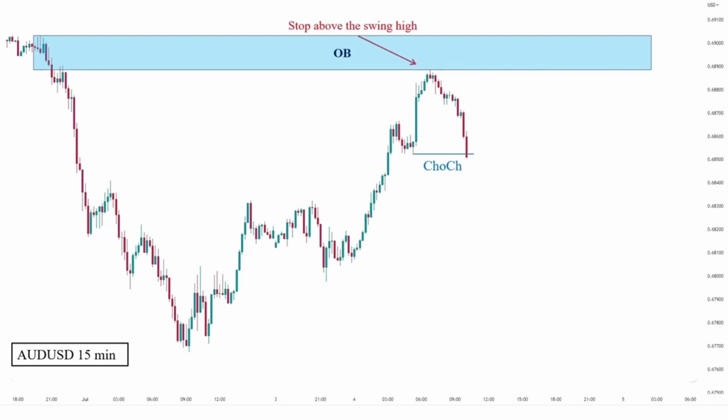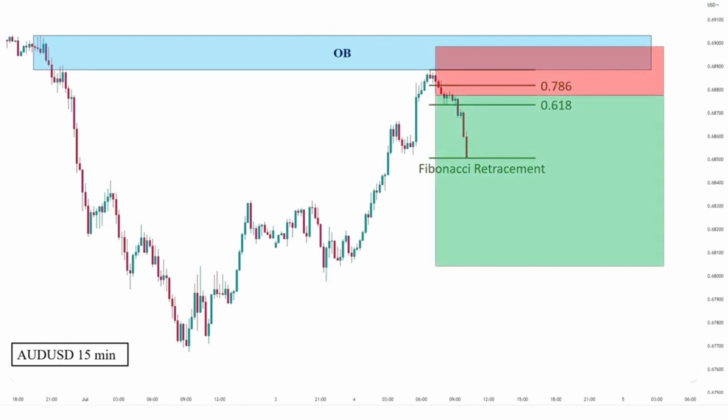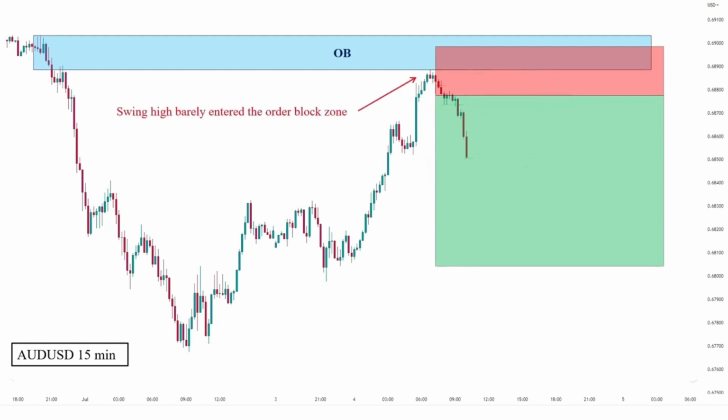We want our stop loss protected above this swing high. But we cannot identify any order blocks here. So how do we place trades? In situations like this, we enter the market with retracement levels. We open Fibonacci retracement and place the sell order precisely in the middle of the 0.618 and 0.786 levels. We want our stop loss wider this time because we are early sellers, since the swing high barely touched the 4 hour order block. Usually, the market likes to hunt the stop loss of early sellers.